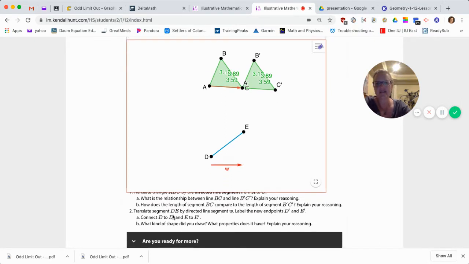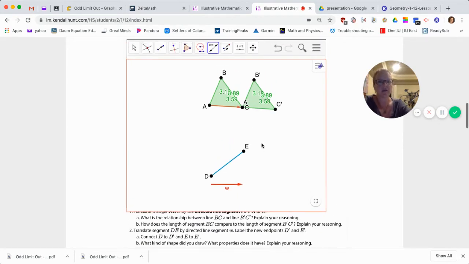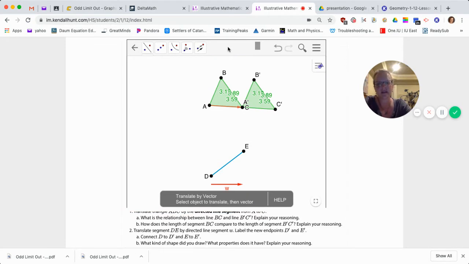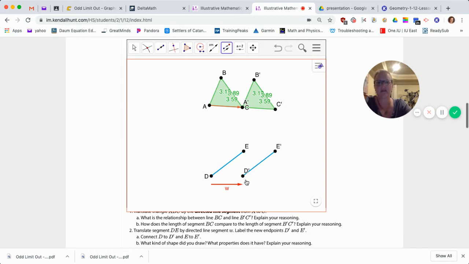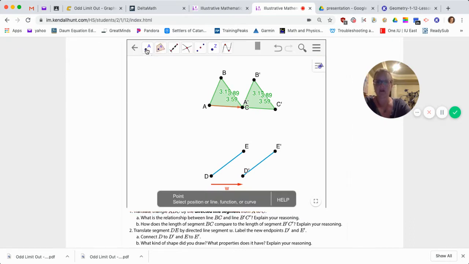Okay, now translate segment DE by directed line segment W. Label the new endpoints D prime and E prime. Okay, we're going to do this the simple way through GeoGebra, and then I'm actually going to show you how to do this by hand using a compass. So if I click that, I can translate the vector by selecting the object and the vector, and it's going to translate it for me. Now I'm going to actually do this by hand too. So what's really cool is the distance from D to D prime is the same as the distance from E to E prime, which I can use a circle to do.